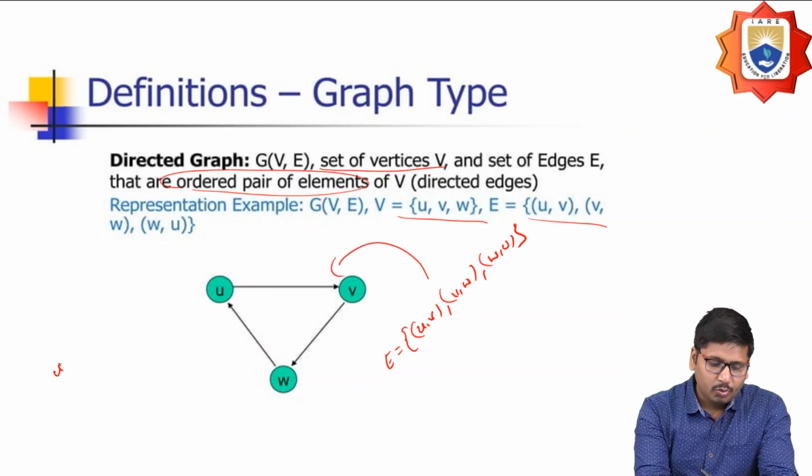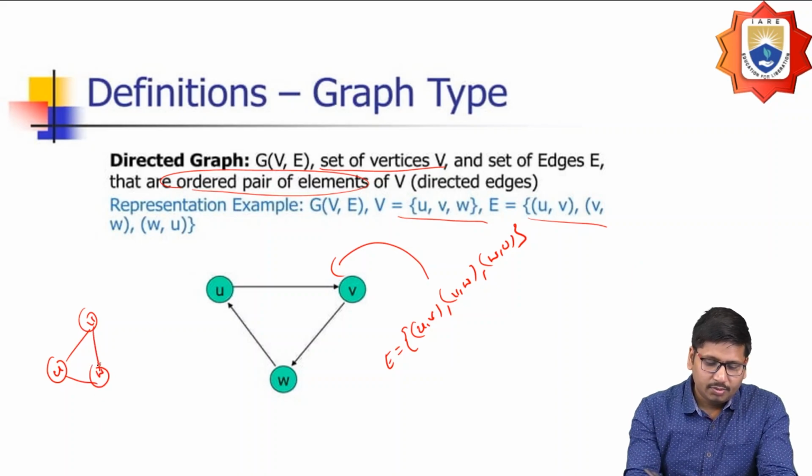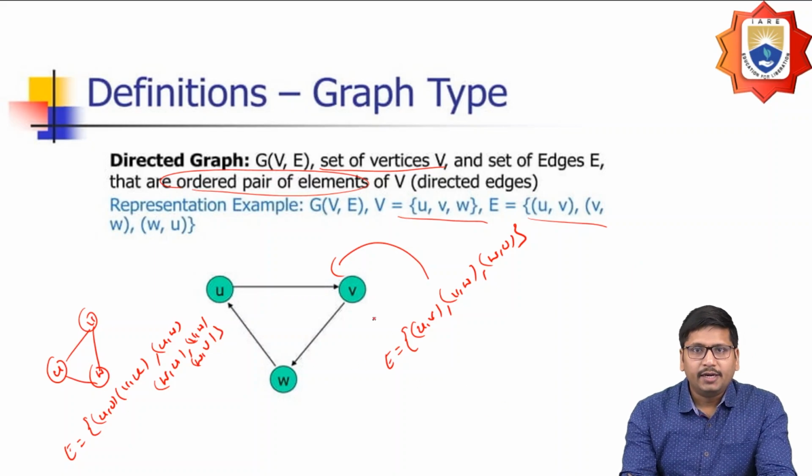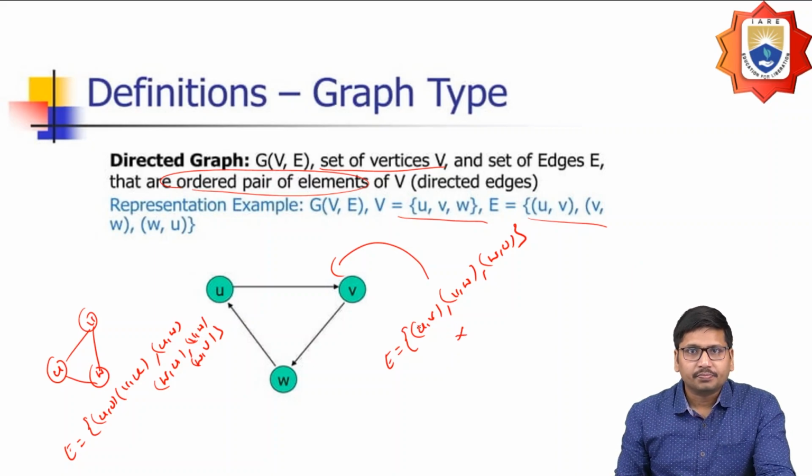These are the edges in this one. Whenever I draw an undirected graph similarly, the edge set may be different in this case. The edge set may be UV and VU, and then UW or WU, and VW. So the edge sets of the directed graph and the undirected graph may not be equal, because of these directions.